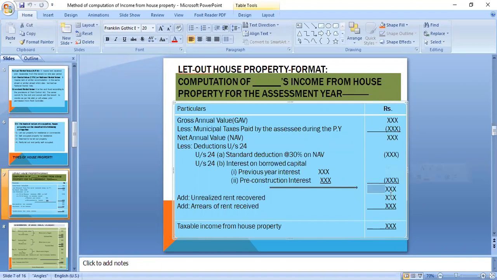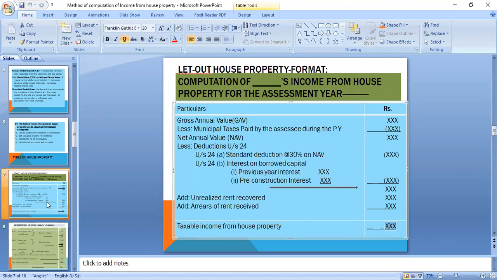To that, if in the last year you have not received rent from a particular tenant, and you have received it in this current year, you have to add it, or any arrears of rent received, then you get taxable income from house property. So this is how you have to solve the problem by writing this standard format. When you have to calculate income from house property, this is the standard format you have to write down immediately when asked to calculate income from house property.